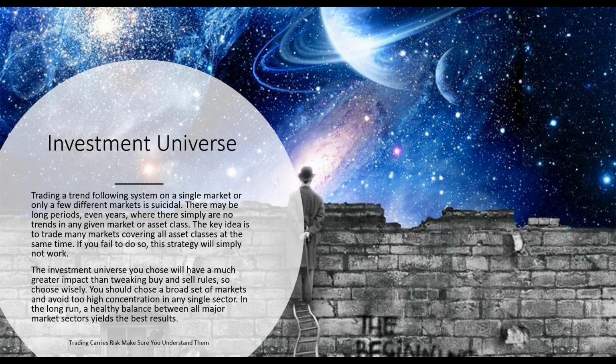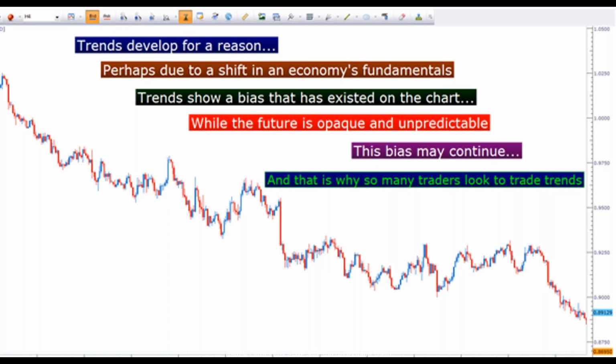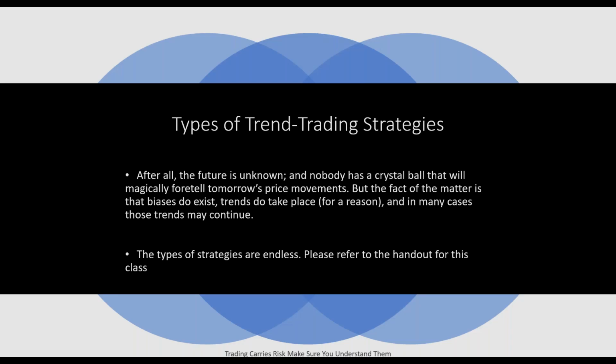Trend trading is different than knowing assets. When you're trend trading, you're not really concerned with an asset's history. You're looking for a very specific development in a price chart. But the investment universe you choose will have a much greater impact than tweaking buy and sell rules. So choose wisely. You should choose a broad set of markets and avoid too high concentration in a single sector. In the long run, a healthy balance between all major sectors yields the best results.